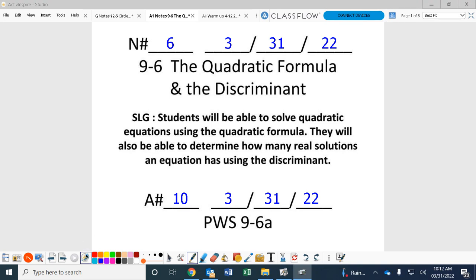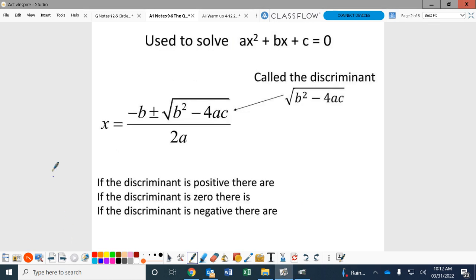Okay, guys, so we're going to be working on the quadratic formula and the discriminant today. The nice thing about this is, guys, this is a way to solve a quadratic equation no matter what. If it doesn't factor, this works. If it factors, this works. This is the end-all, be-all, easy, fail-safe, works every time method.